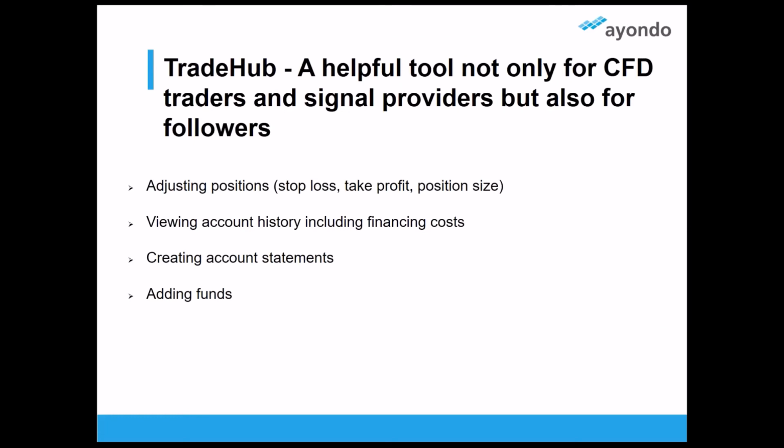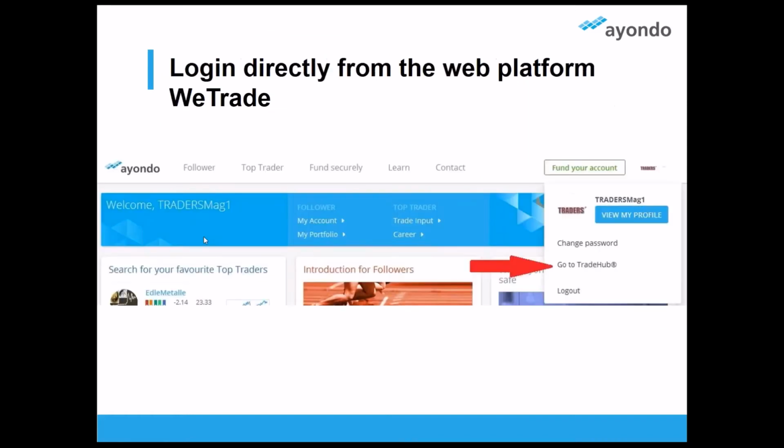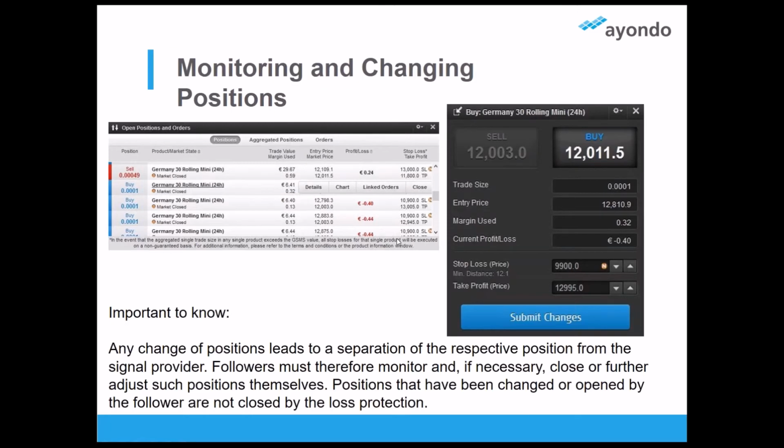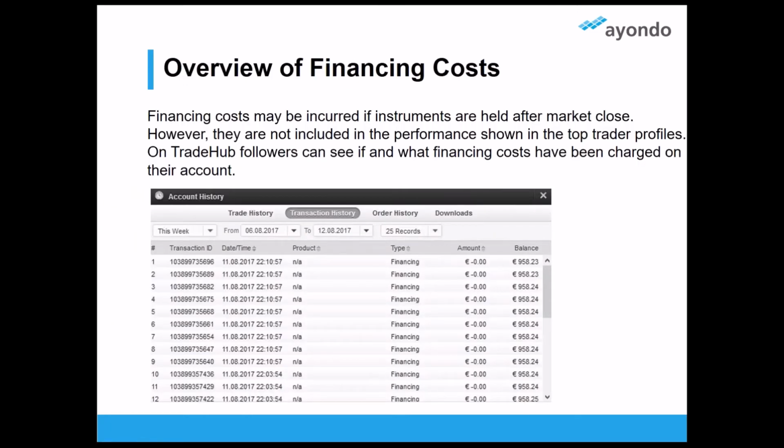And that's it, so you can adjust position sizes in TradeHub if you want to. You can view your account history, create account statements. We did that logging in directly from the trading platform. You can see all these key figures, obviously, pretty important stuff if you're used to trading. How much cash have you got in your account? What's your running profit or loss? What's the value of the account? All of that up there. You can change positions if you want to. Again, I wouldn't recommend doing that.